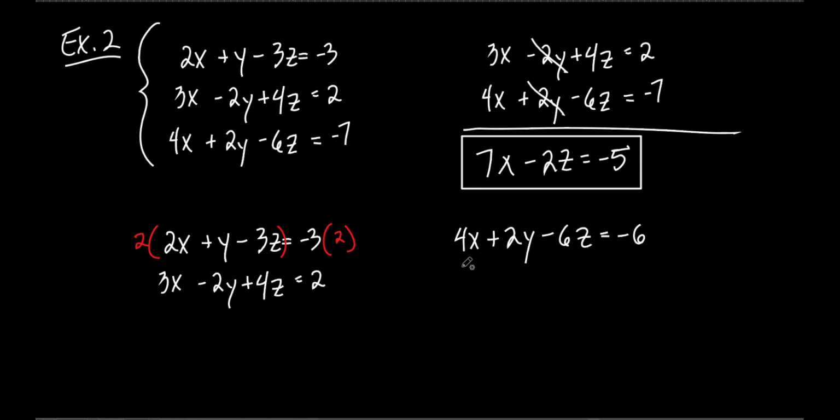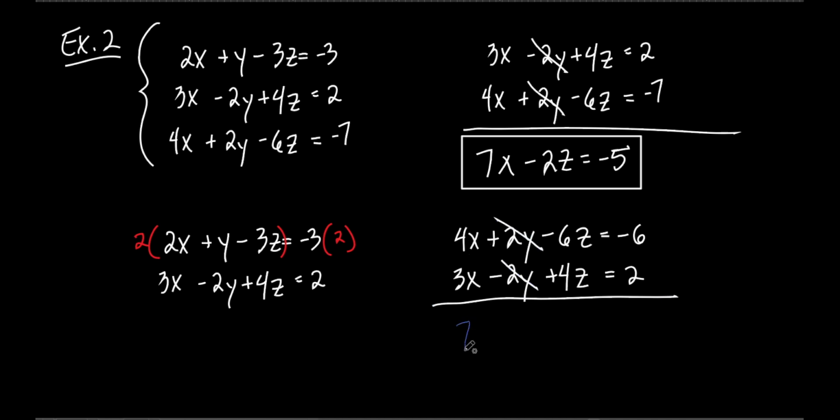We don't have to do anything to the bottom, so I'm just going to rewrite it. So 3x minus 2y plus 4z equals 2. All right. Now we're ready to add up all the columns here. Now I can eliminate the y's on these, so those go away. 4x plus 3x is 7x. And negative 6 plus 4 is negative 2, and negative 6 plus 2 is negative 4. Okay? I'm going to put that in a little box.